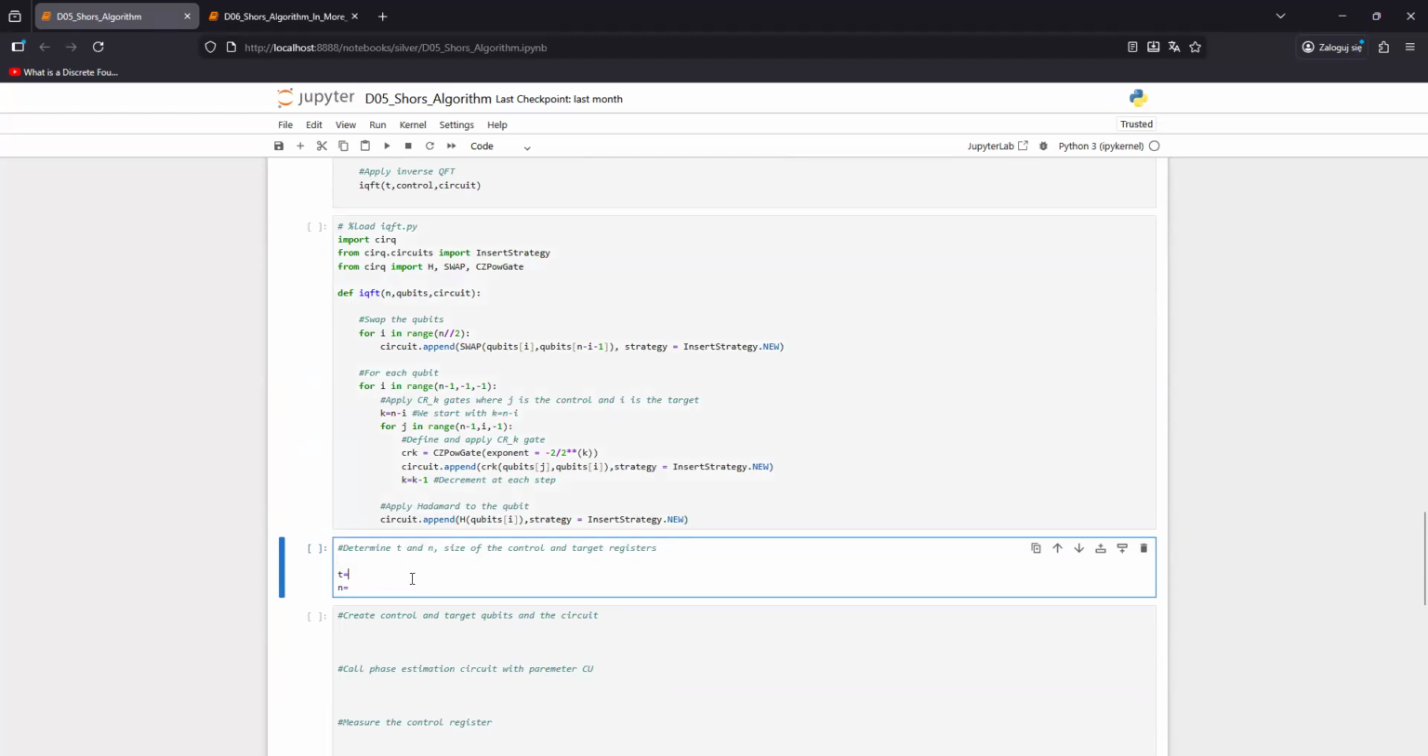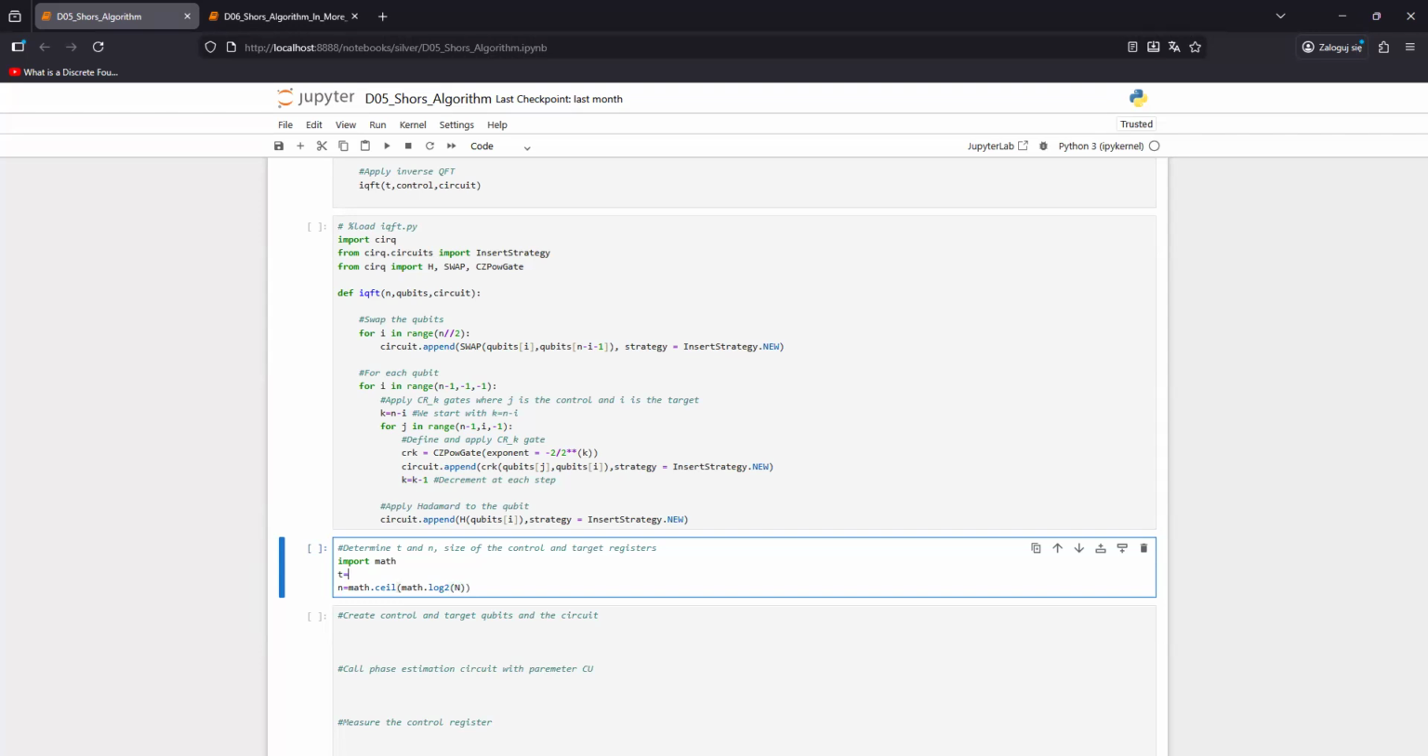Okay, now we need to determine the sizes of the control and target registers. For that, we will need a logarithm function, which we will import from the math library. So our n will be equal to the ceil of math.log2 of n. So, the thing that we did yesterday.